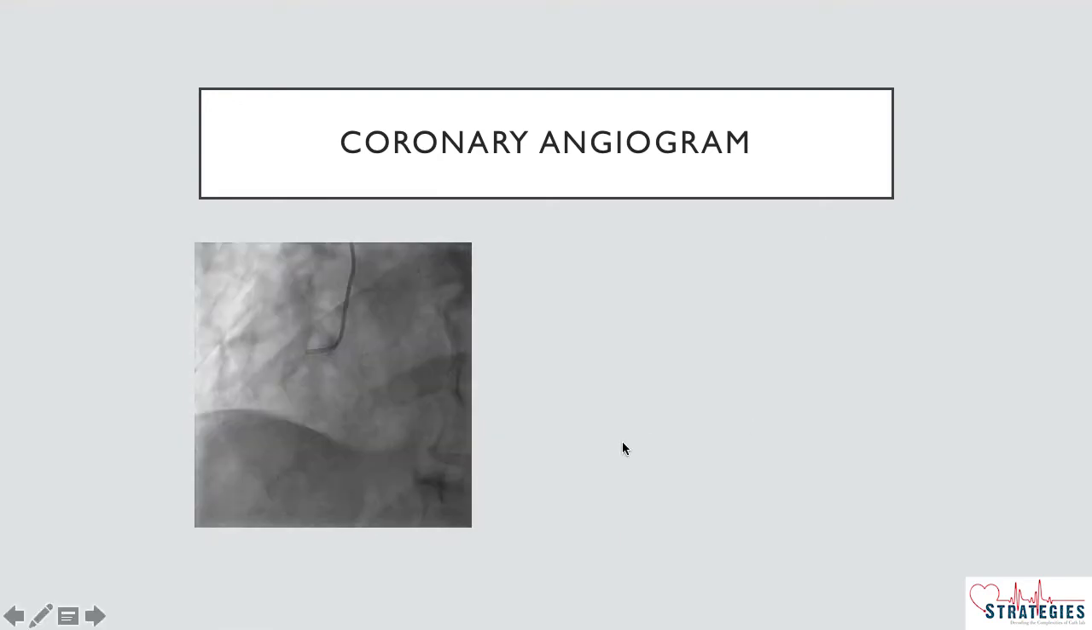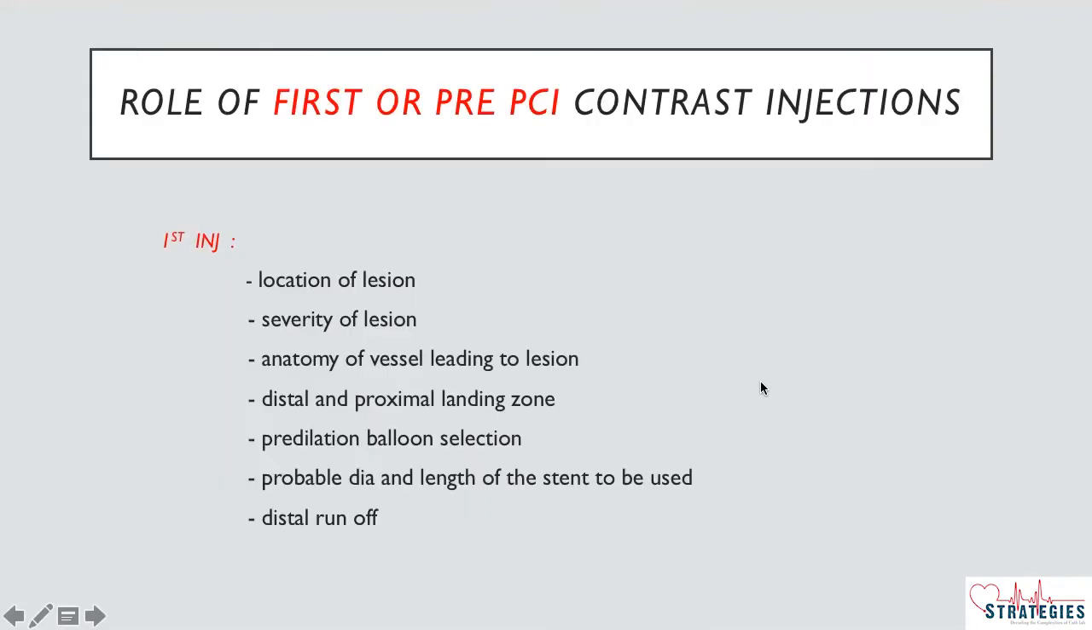So the anatomy is pretty simple, it's not complicated for angioplasty. But in this patient with an eGFR of 30 ml, how do we reduce contrast load by using intravascular ultrasound? For that we have to go back and understand why we are giving injections during angioplasty. So if you understand the role of the first or pre-PCI contrast injection, that is the first injection which you do while doing PCI.